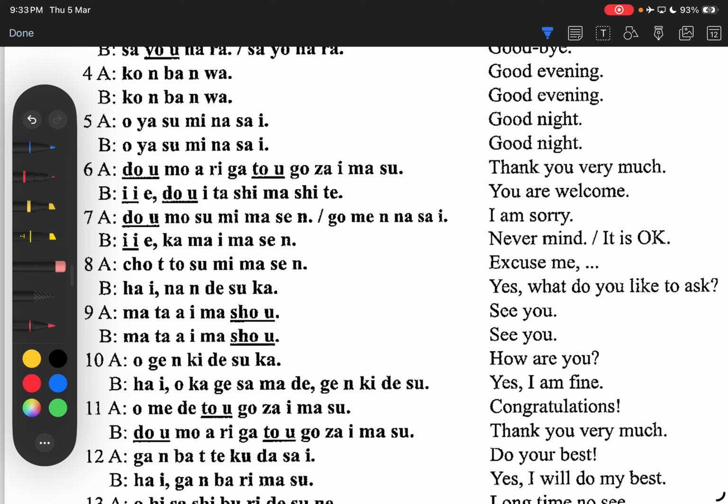Number 10. O genki desu ka? Right? So genki simply means well, energetic, healthy. So when we ask genki desu ka, it's asking you, are you energetic? Are you healthy? Are you lively? Alright? So to make it polite, we put the O in front. So o genki becomes more polite. So o genki desu ka simply asks you how are you, or are you still alive? Are you still healthy? So it's just asking you how is your health, right?